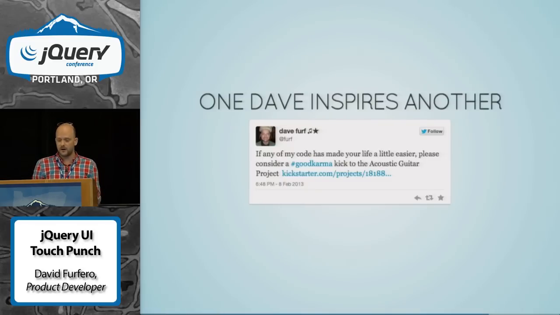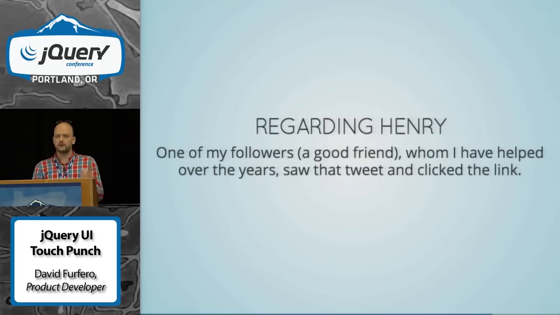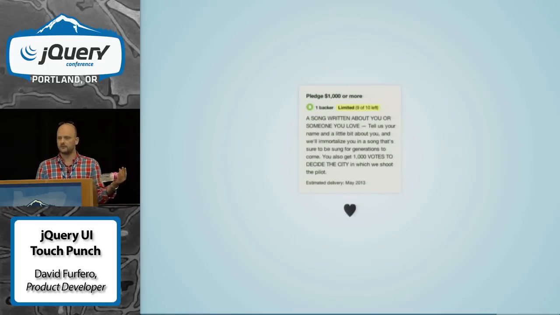So I said, if any of my code has made your life a little easier, consider a good karma kick to the project. And one follower in specific that I know of, maybe more, but one specifically clicked that link. It's a friend of mine, Henry, who I'd helped over the years develop as an engineer. I don't think he used TouchPunch, but it resonated with him and he clicked. And he went to Kickstarter and he looked through the rewards, and this is the one he chose. Can you see that? That's $1,000. The prize, or the reward, is a song written about you or someone you love.